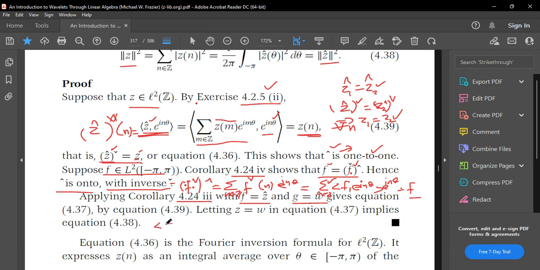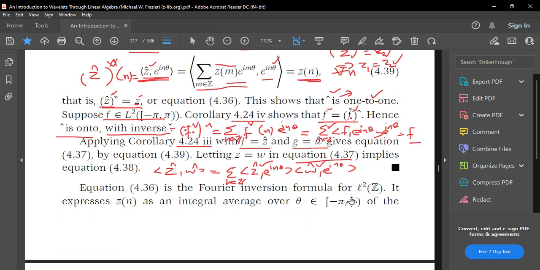We have the inner product of z cap and w cap is equal to the summation over n belongs to Z of the inner product of z cap with e raised to i n theta, times the conjugate of the inner product of w cap with e raised to i n theta. We defined it in Corollary 4.2, the third equality. And z cap and w cap can be written in this form, and we get now this as a summation n belongs to Z.